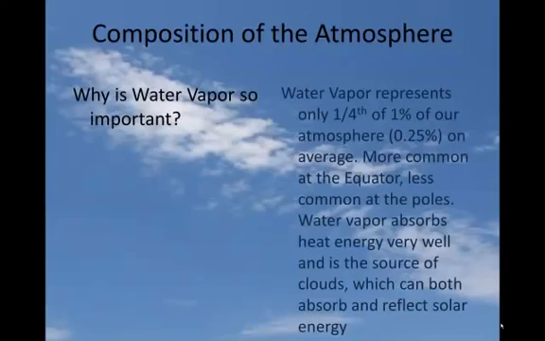Water vapor is more common at the equator. As I said on the previous slide, it's less common at the poles, but water holds heat energy very well. It's also the source of clouds. So when those two things work in concert with each other, you have water vapor, which absorbs heat energy very well, and then the water vapor is also an ingredient in clouds. Clouds absorb heat energy. Clouds absorb thermal energy. But clouds can also reflect solar energy as well, and so it becomes a very complicated set of circumstances which drive our atmospheric heat engine.